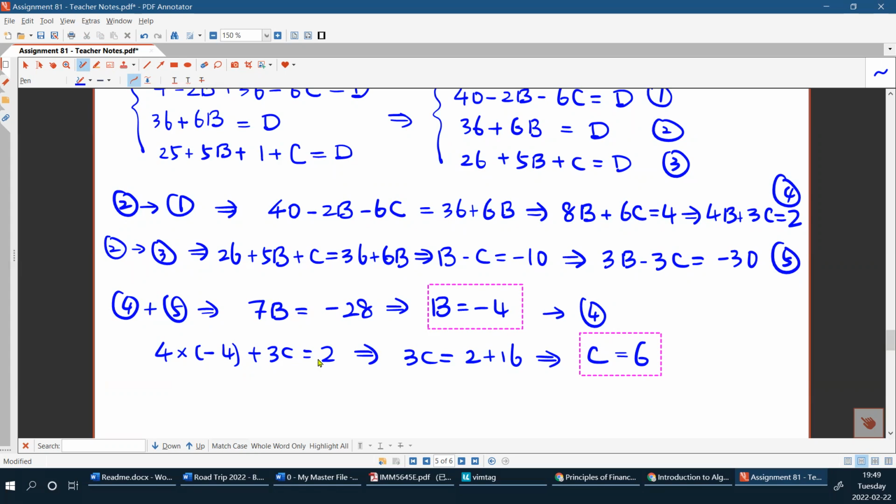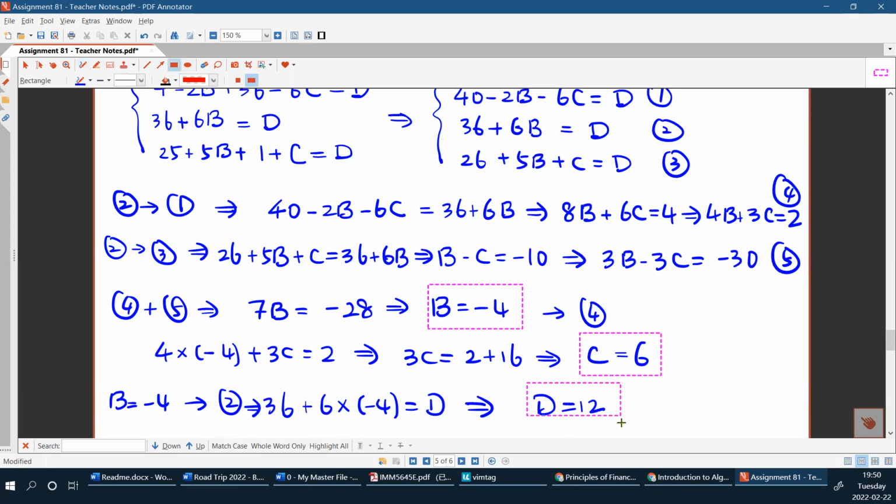And we also know that we can then put b equals -4, c equals 6 into the second equation. Seems easier, right? Oh, sorry. If we put it into the second equation, we don't need the value of c. We can just put b equals -4 into the second equation. This means 36 plus 6 times -4 equals d, which means d equals 12, right?